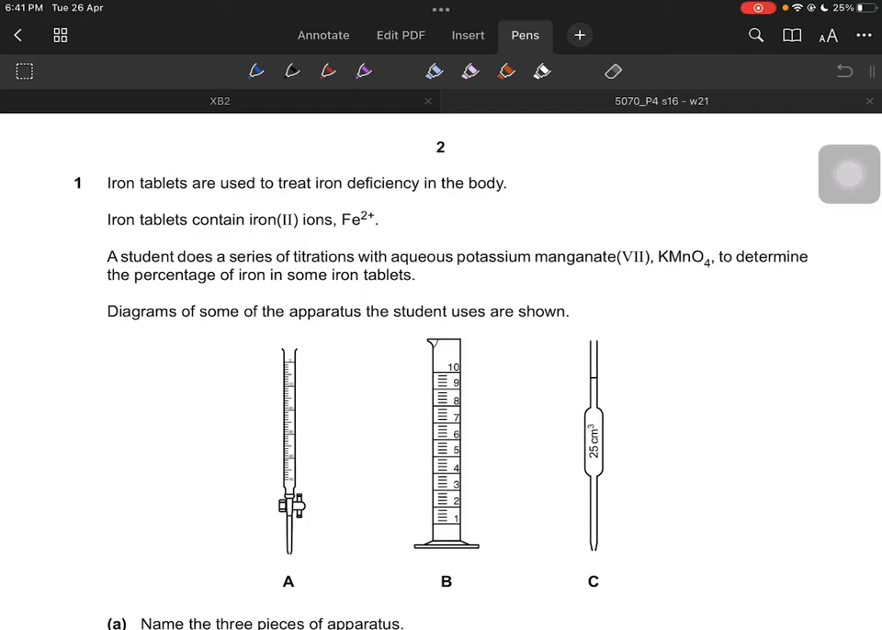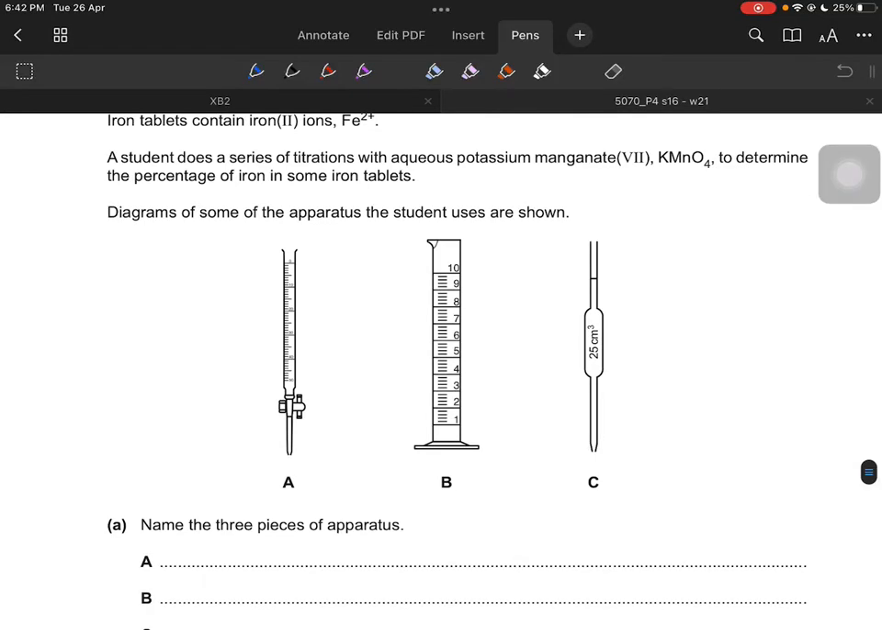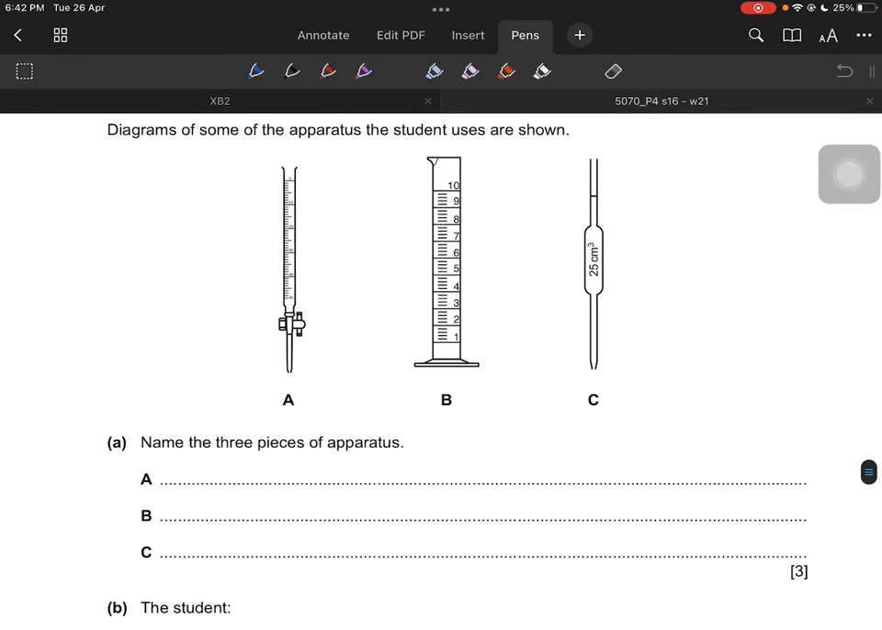It says iron tablets are used to treat iron deficiency in the body. Iron tablets contain iron 2 ions, which are Fe2+. A student does an experiment of titrations with aqueous potassium manganate to determine the percentage of iron in some iron tablets. Diagram of some of the apparatus the student uses are shown. So we have A, B and C. Name the three pieces of apparatus.